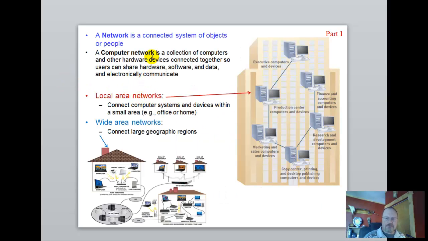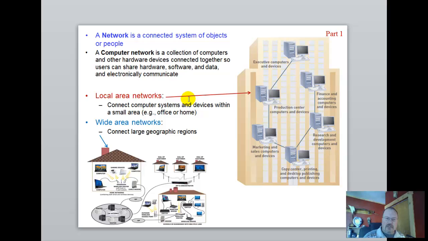Now, a network is a connected system of objects or people, and a computer network is a collection of computers and other hardware devices connected together so users can share hardware, software, and data, and electronically communicate. Okay, so within a building, within any kind of business or organization, this might look like your network.